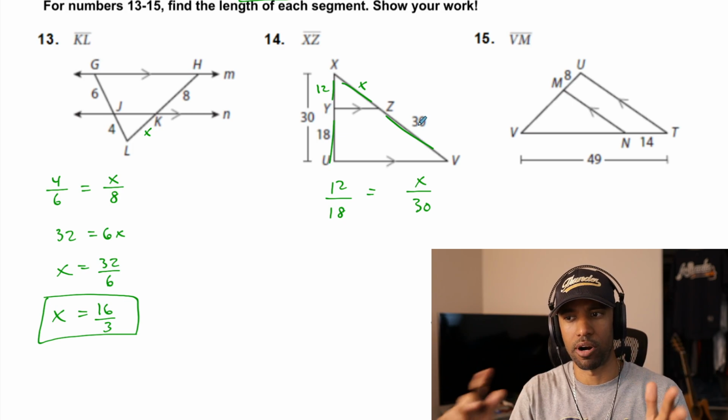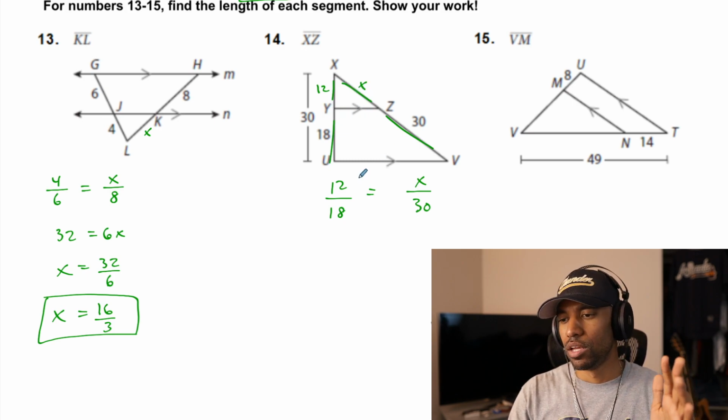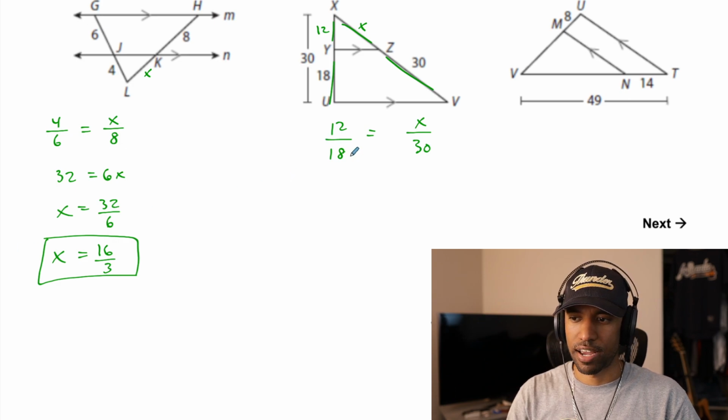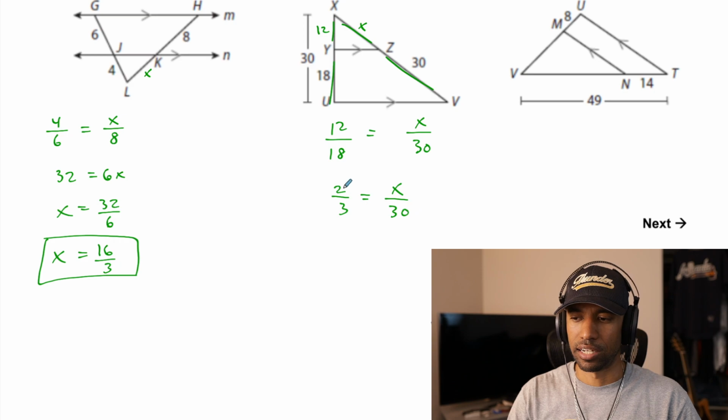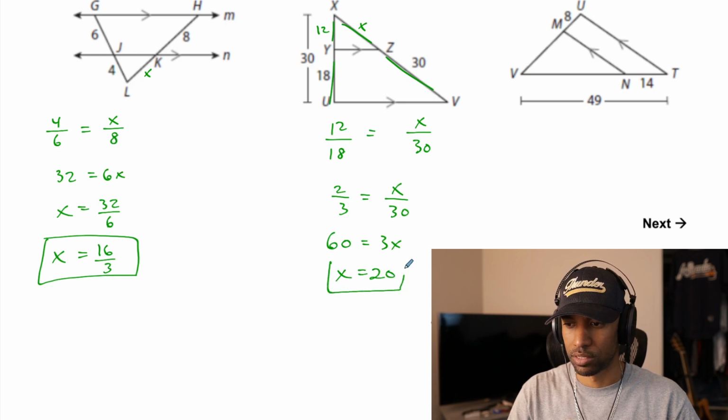That's where you just have to be careful. Make sure you correspond parts: the whole left side of the small triangle, and the whole right side of the small triangle. You know what I mean. It can't be 30, because that doesn't correspond with x, my unknown that I'm looking for, XZ. Before I cross multiply, I do want to reduce this fraction. This does reduce to 2/3, because these numbers are a little bit larger. So 60 equals 3x. Divide both sides by 3, and you get x equals 20.